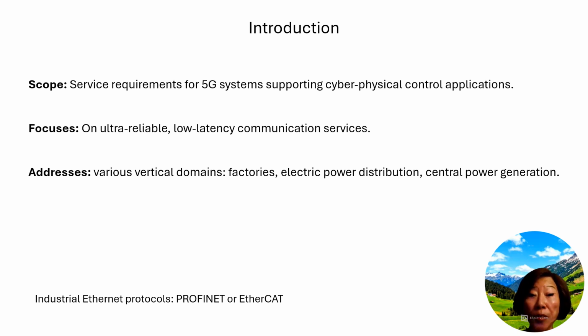The Ethernet support mentioned in the specification is particularly important for industrial applications. Many existing industrial control systems use specialized industrial Ethernet protocols, each with its own timing and reliability requirements. The 5G system needs to support these protocols seamlessly, which involves not just carrying Ethernet frames, but also maintaining the strict timing and synchronization requirements of industrial protocols.